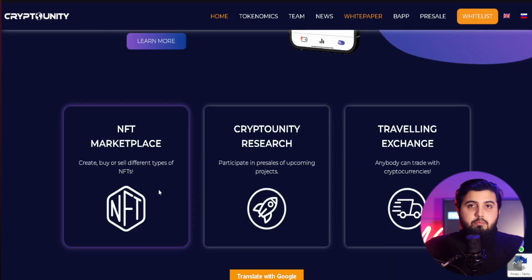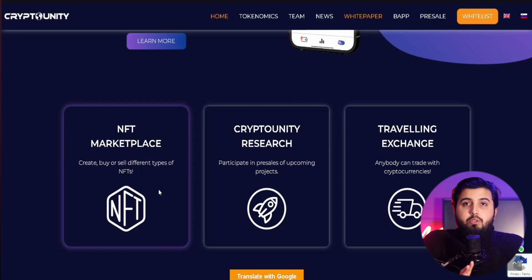Now, other than these things, the cryptocurrency exchange, the cold wallet, the educational sector, the trading exchange, these things that we talked about, there's going to be much more that we're going to have in this. First of all, an NFT marketplace, so that we can create, mint, buy, and sell NFTs. So this is for all the NFT enthusiasts out there. Then there's going to be CryptoUnity research, in which we're going to have new projects that are launching. There will be ICOs and IEOs or IDOs, any sort of initial coin offering that will be presented to us, so that we will have the opportunity to invest in it.